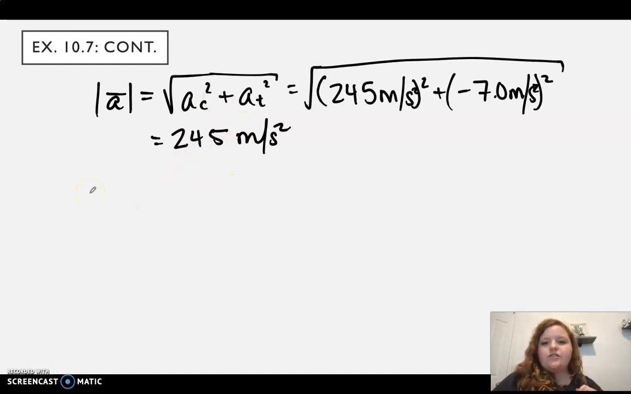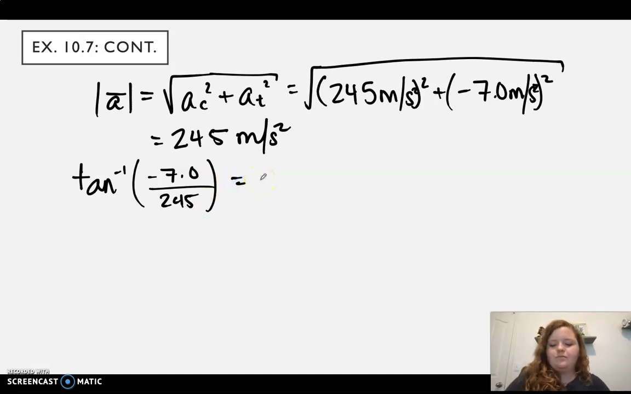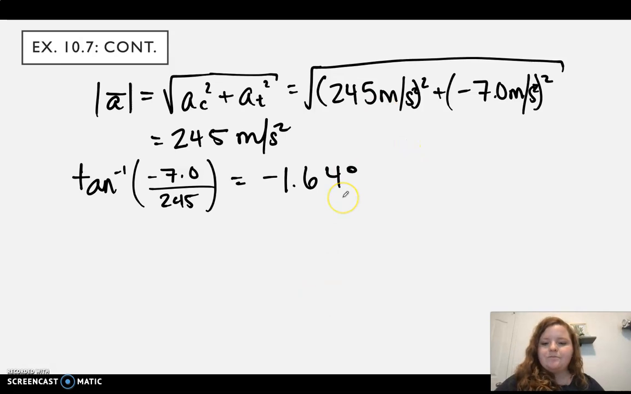Now it asks us for also the direction of this motion, so let's go ahead and do that. We have tan inverse of our y component, or our tangential component, negative 7 over 245, tan inverse, negative 7 over 245. Let's see. We get an angle of negative 1.64 degrees. Okay.